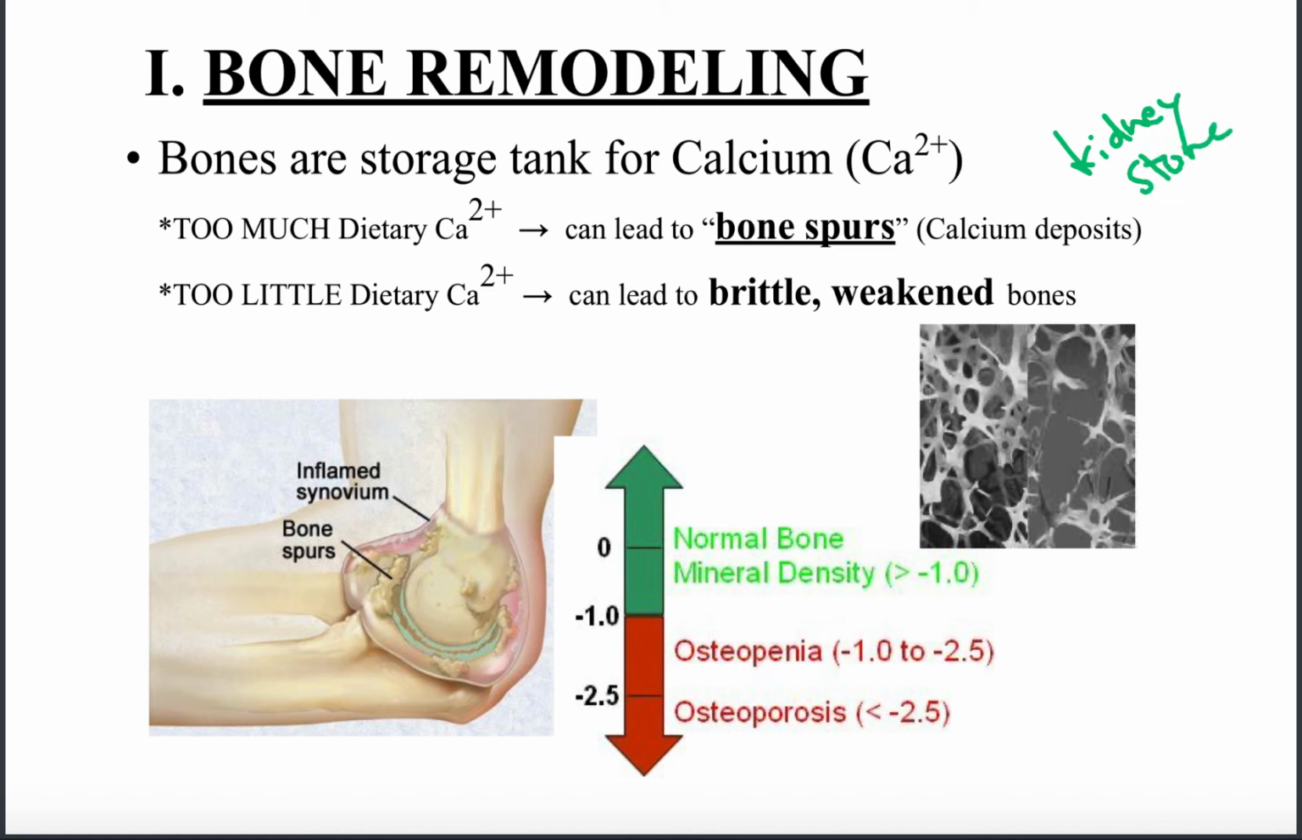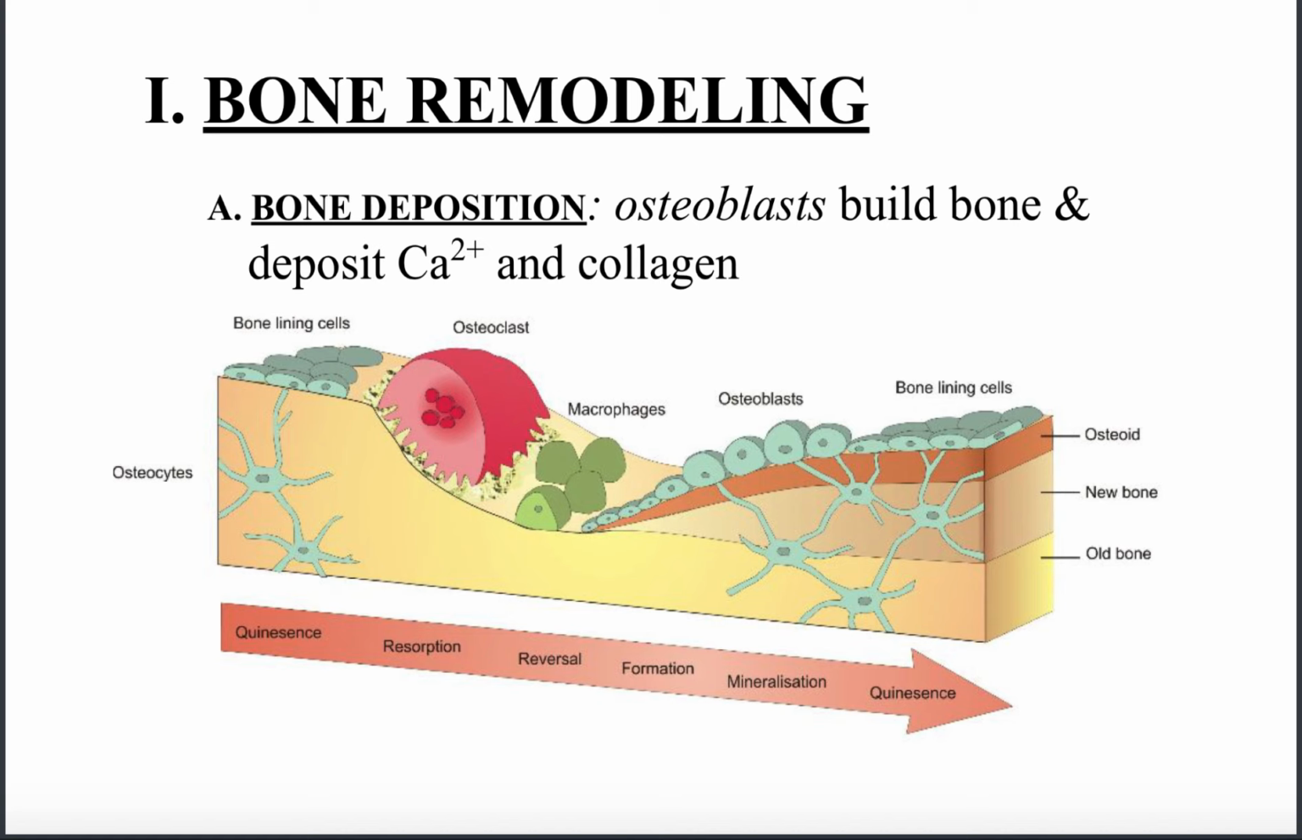But if you don't have enough calcium in your body, what ends up happening is you're mining your bones for calcium, and then over time you're going to get brittle, weak bones. And one of the conditions, osteoporosis, we're going to cover towards the end of the lesson. All right, so bone remodeling involves two processes: building your bone and breaking down your bone. So the process of building your bone is bone deposition.